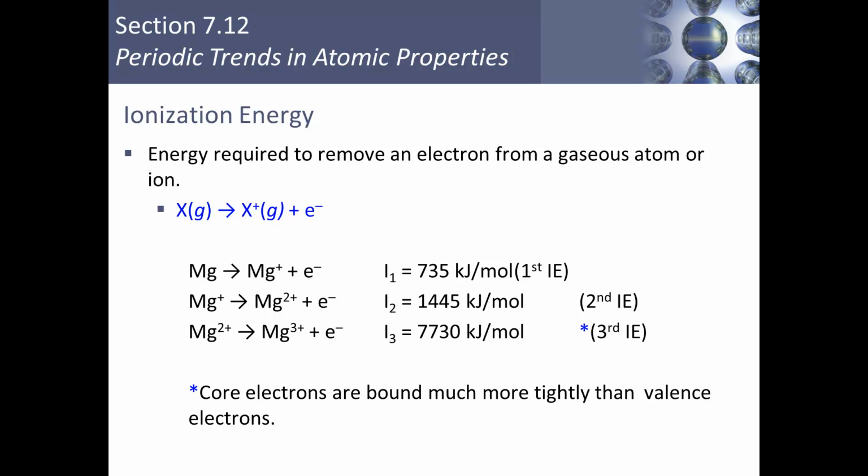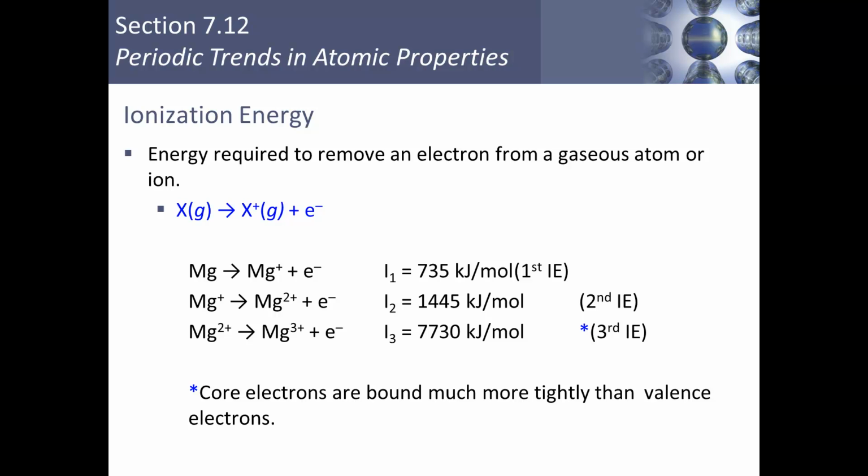If we look at magnesium as an example of a metal, magnesium is converted into the magnesium ion plus an electron with a first ionization energy of 735 kilojoules per mole. Magnesium typically forms the magnesium 2+ ion, and we see a second ionization energy of 1445 kilojoules per mole, which is about double that first ionization energy.